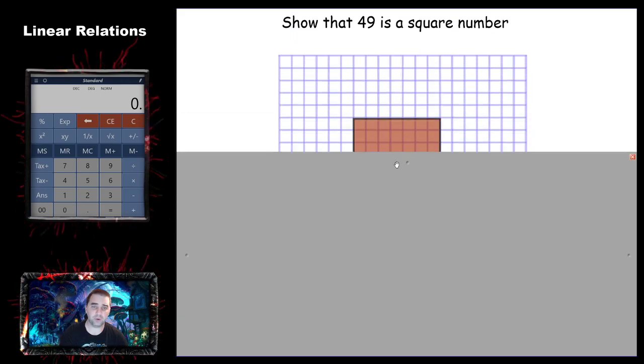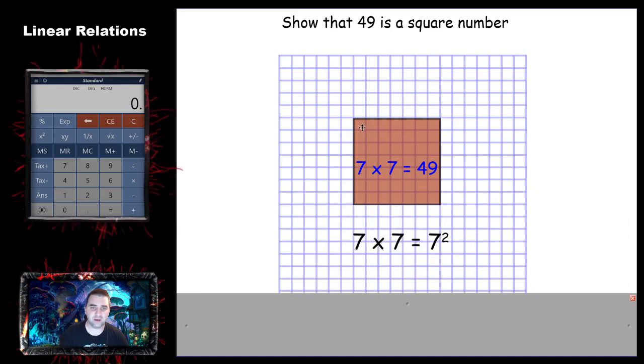49 is a square number because these side lengths would be 7 and 7. I can do 7 times 7 equals 49, and because the side lengths are the same, it's a square number.